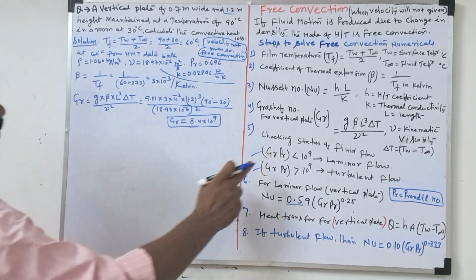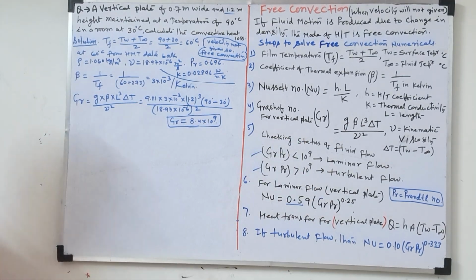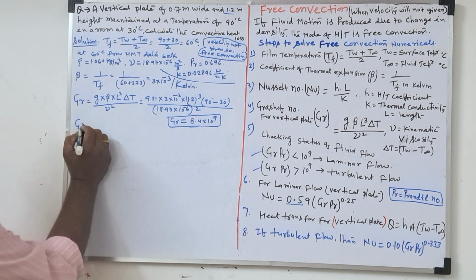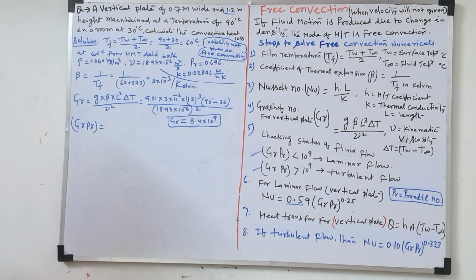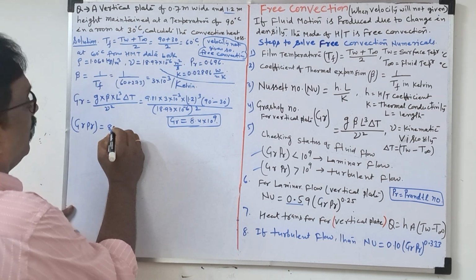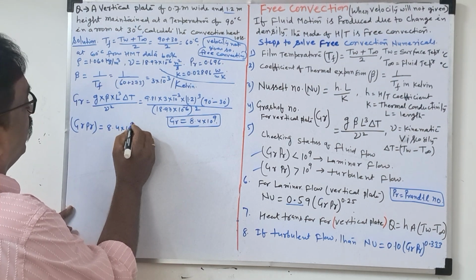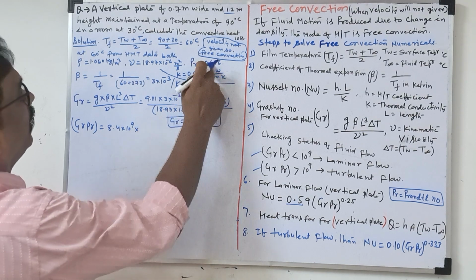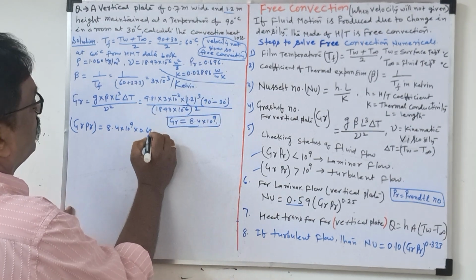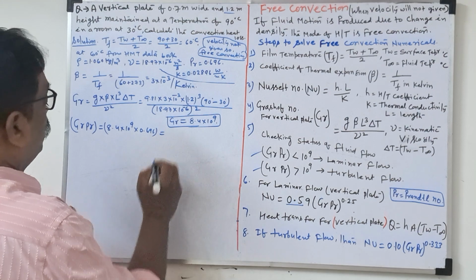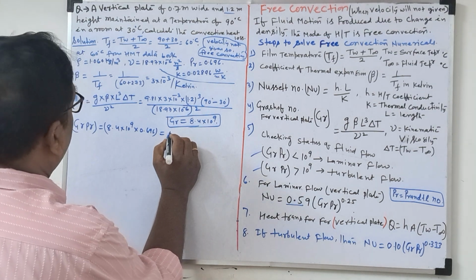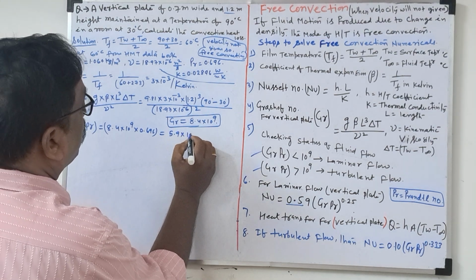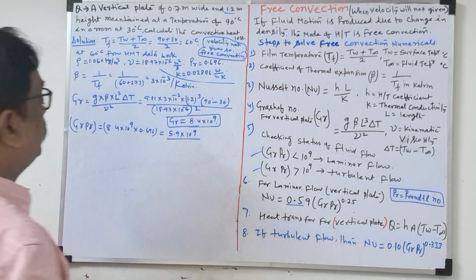Now we'll go to the product of Gr and Pr, then only we'll find the status of the fluid. So Grashof number times Prandtl number, the product I need. What is Gr here? 8.4 into 10 power 9 into Prandtl number 0.696. So the Gr Pr value is coming 5.9 into 10 power 9. This is the product of Gr Pr.